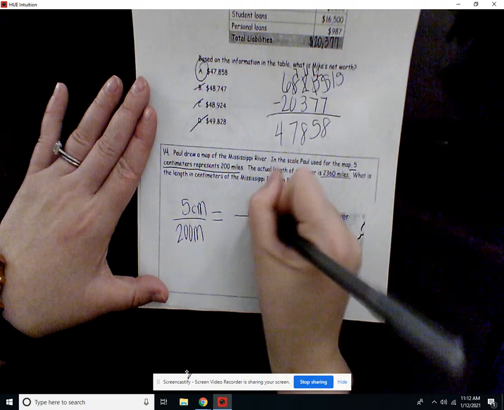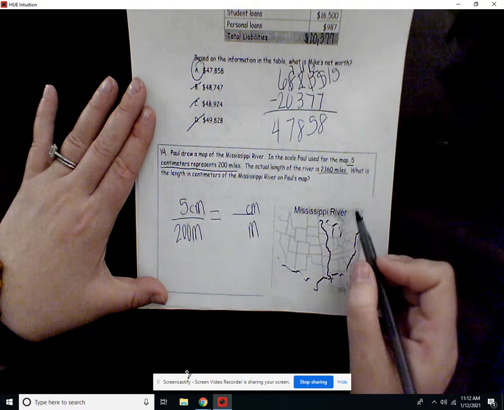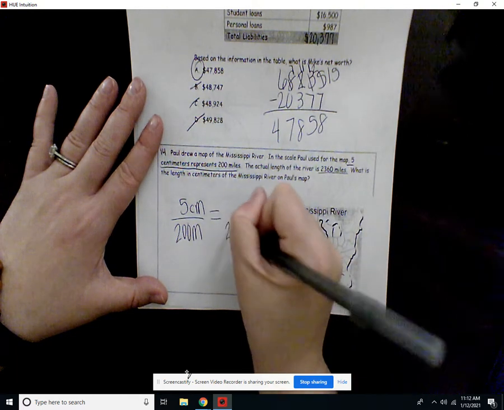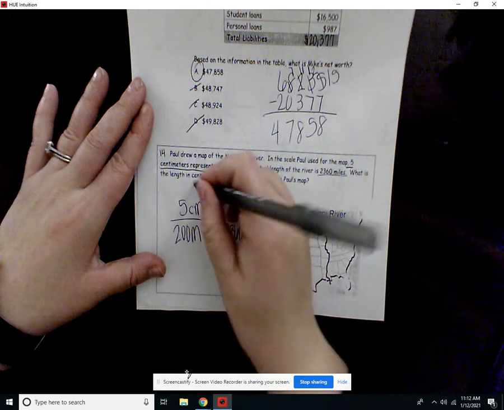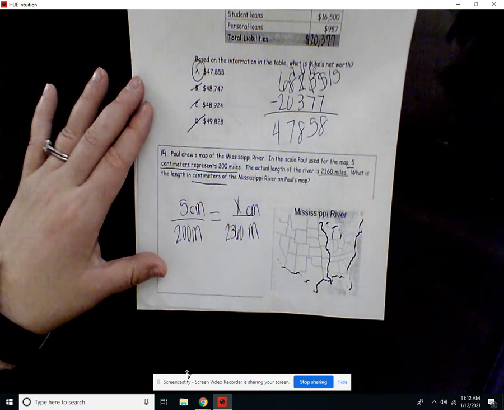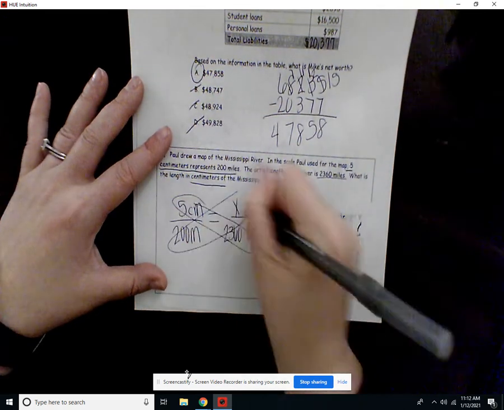Okay, so we'll keep centimeters on top, miles on bottom. The problem gives us 2,360 miles, so that is going to go on the bottom. And so X is going to be on top because the question says, what is the length in centimeters? From here, we'll cross multiply and divide.